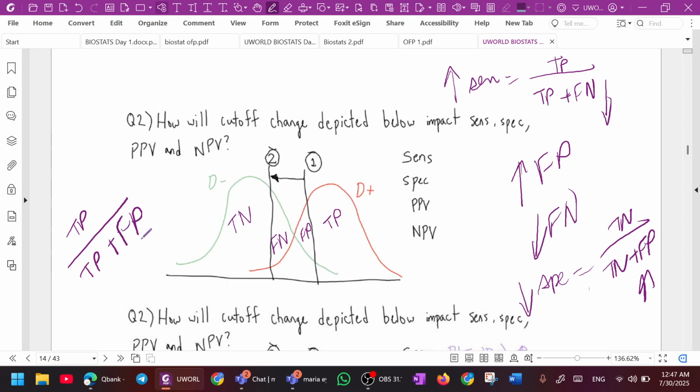For positive predictive value, PPV, false positive is going up, so PPV is going down. And for negative predictive value, NPV is going up. Let's check: sensitivity is going up, specificity is going down, PPV is going down, NPV is going up. You got it.